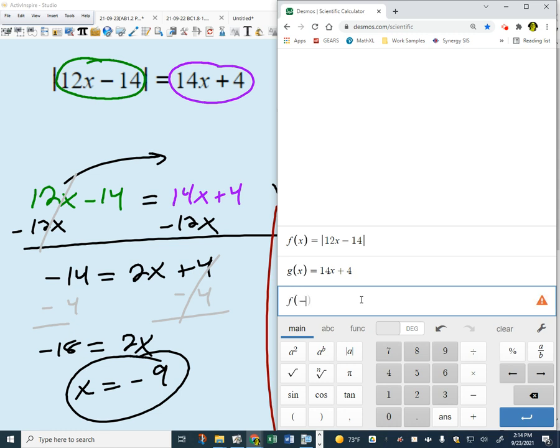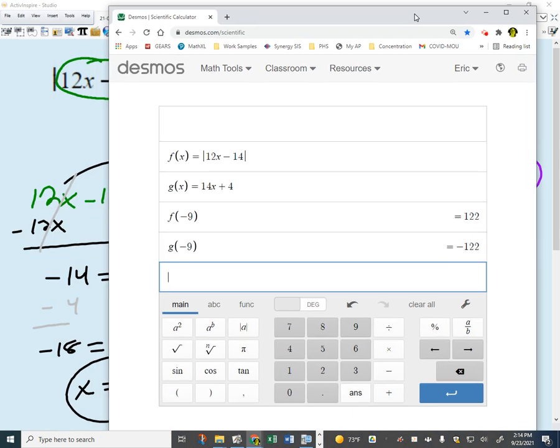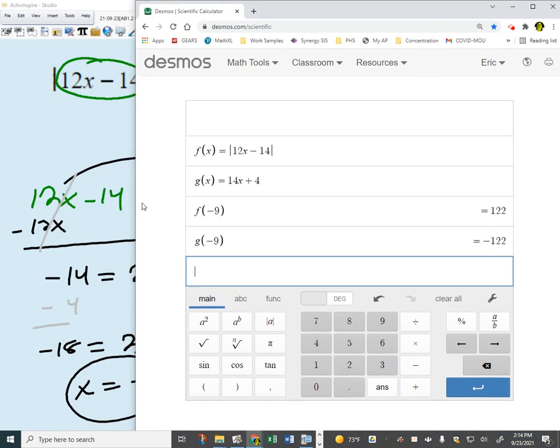F of -9 gave us an answer of positive 122, right? G of -9 gave us an answer of negative 122. So we know that -9 is not a solution. Does everybody see that? I got a different value when I plugged it into the function defined by the left side than I did when I plugged it into the function defined by the right side. Okay? Let's do the same thing now for, what was it? I can't remember what the 5/13. Okay, so we'll try this for 5/13.